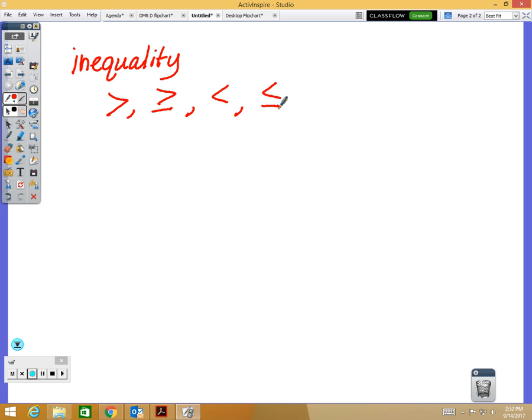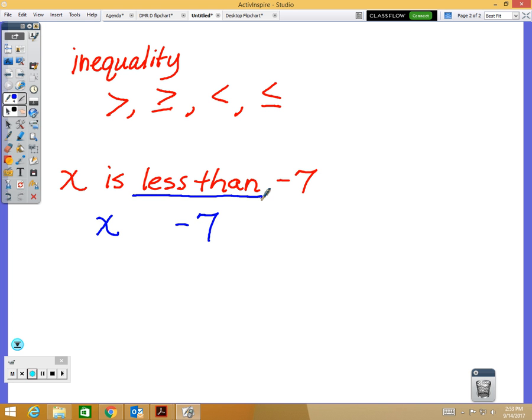So if I said that x is less than -7, and I asked you to write an inequality that showed that, then you would use your variable, you would use the number that's given, and then you would be very careful about the words that they use to pick out the right inequality symbol. The less than symbol would be this one. Okay? So writing an inequality, that's how you would do it.